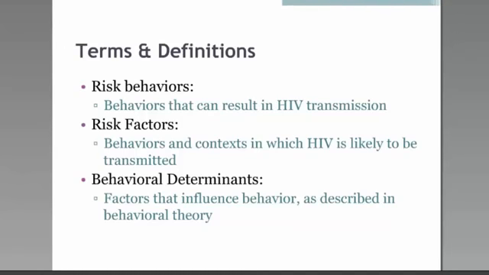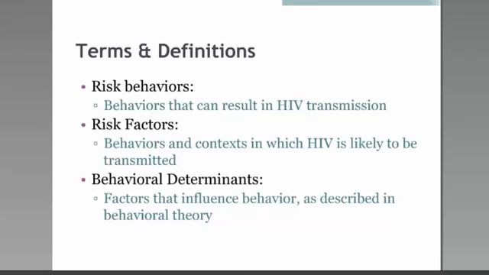We may also talk about risk factors, which really are the behaviors and contexts in which HIV is likely to be transmitted. So these would be things that have an effect on whether or not a transmission happens or a risk happens. For example, drug use that is not injection drug use. It doesn't directly transmit HIV, but increases the likelihood of transmission.